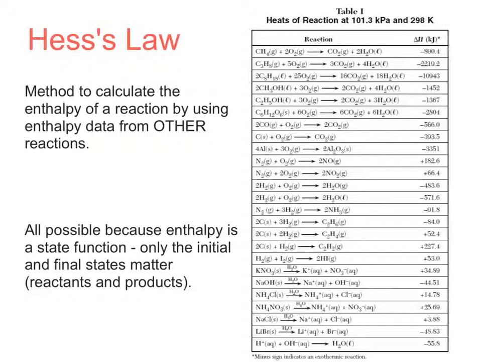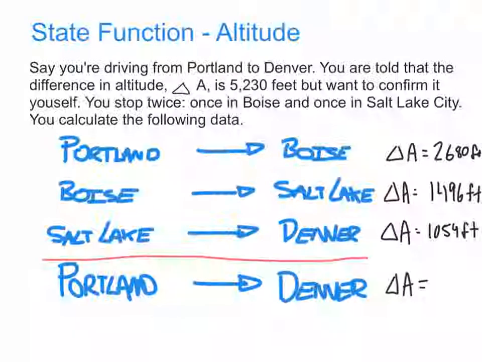This is a lot like altitude, and we're going to start this screencast by looking at that as an example. So again, the whole reason why we can use this thing called Hess's law is because enthalpy is a state function, meaning that only the final and the initial states matter. So let's look at this example with altitude.